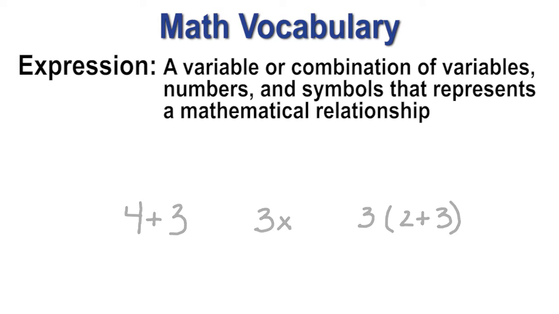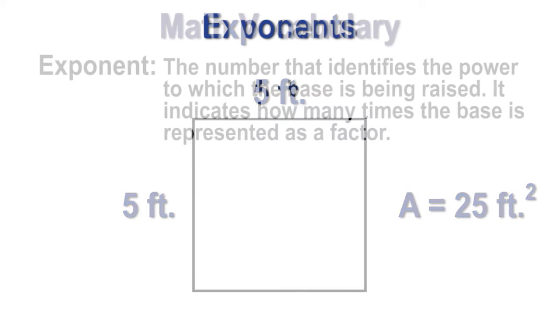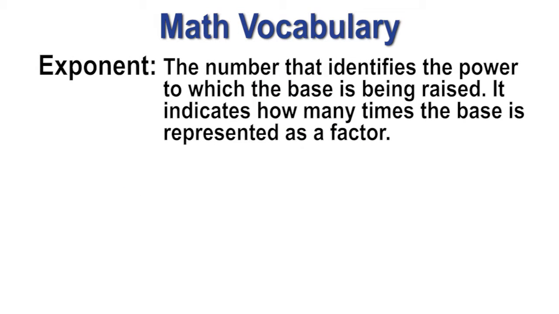In 5th grade, students used exponents with a base of 10. For example, 10 to the second power. In 6th grade, students will start to incorporate whole number exponents into numerical expressions. For example, when describing a square that has equal lengths of 5 feet, students will see this as an area of 25 square feet. An exponent is the number that identifies the power to which the base is being raised. It represents the number of times the base is represented as a factor.